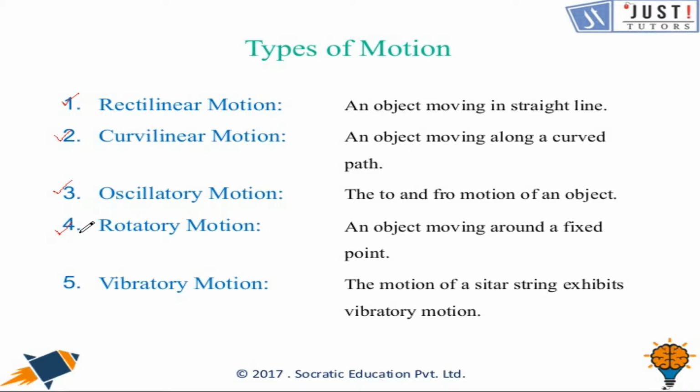Rotatory motion, when an object moves around a fixed point, it can also be said circulatory motion. Let's say for example there is a thread and a stone is tied here and we rotate it in a circular way, this is called rotatory motion. Then vibratory motion, the motion of a sitar string exhibits vibratory motion. Or if you take a small rubber band, stretch it and then put a finger, it will start vibrating, and that motion is known as vibratory motion.